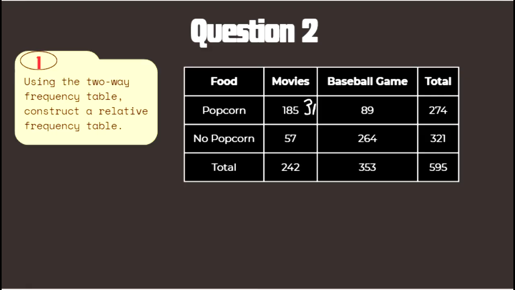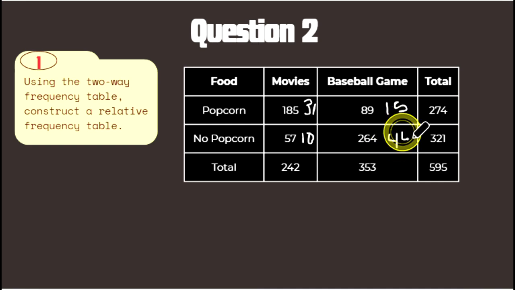Okay, 89 divided by 595 is going to give us 15%. It's 14.9. Okay, 57 divided by 595 is going to give us 10%. I'm rounding up. Okay. And 264 divided by 595 gives us 44%.